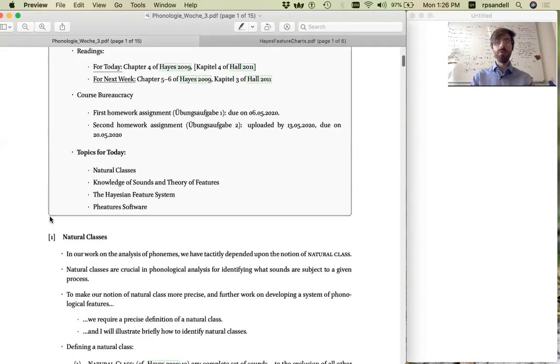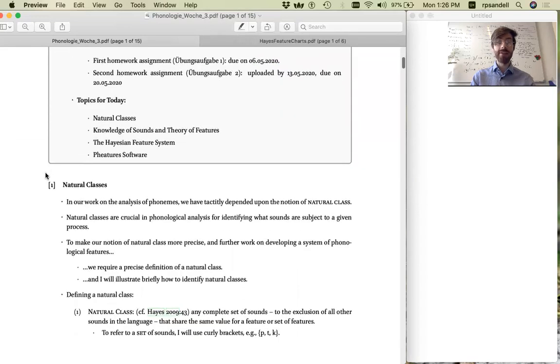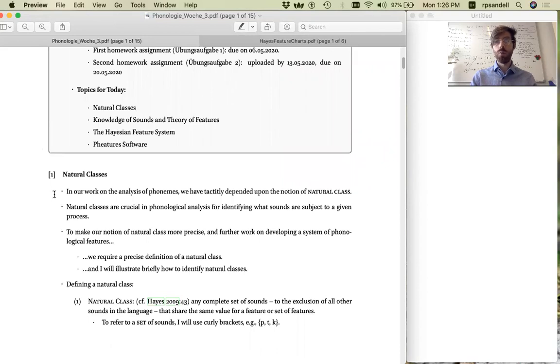Okay, before we begin to dig into the feature system presented in Hayes' textbook in detail, I'd first like to review the concept of natural classes a little bit. So thus far in our work on the analysis of phonemes that we've undertaken in the first 2 weeks of this course, we have already been dependent on this idea of a natural class. And the reason that natural classes are crucial in phonological analysis is that we need them in order to say what sounds are subject to a given process.